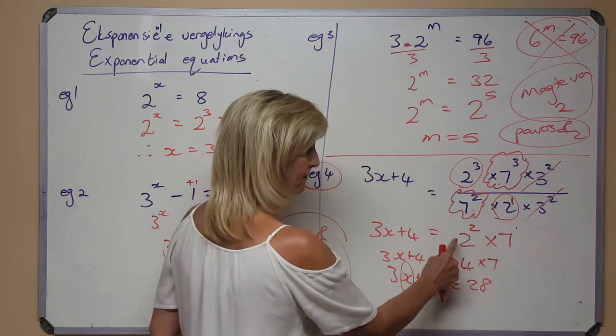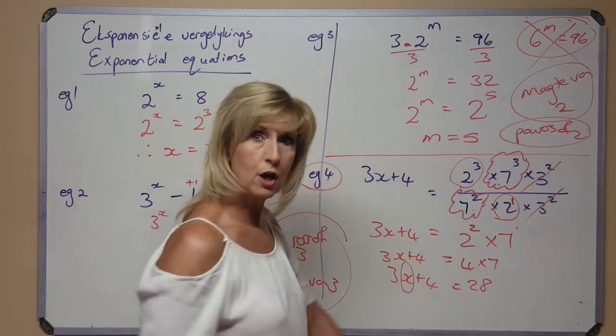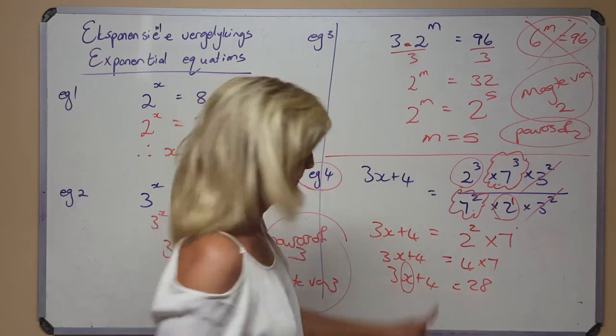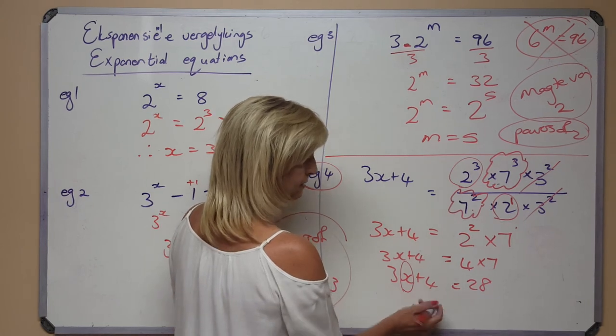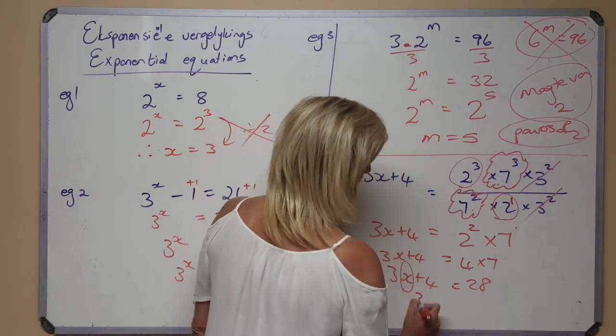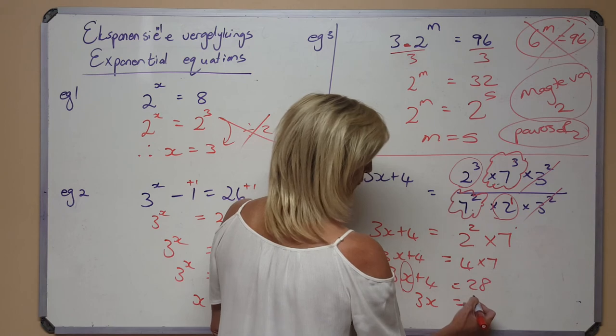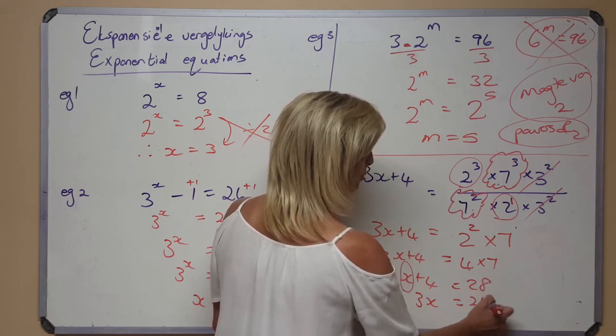You know 2 to the 2 is 4. Times 7 is 28. So I've got to get rid of first the plus 4 by saying minus with 4. And if I minus it with 4, it's going to be 24.